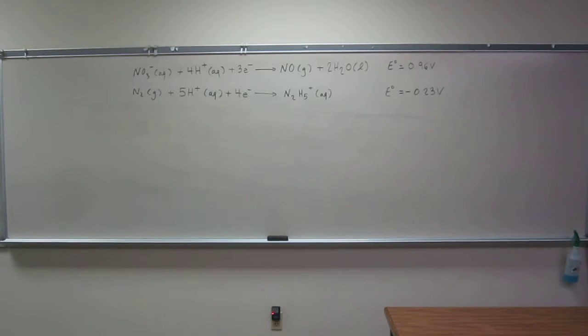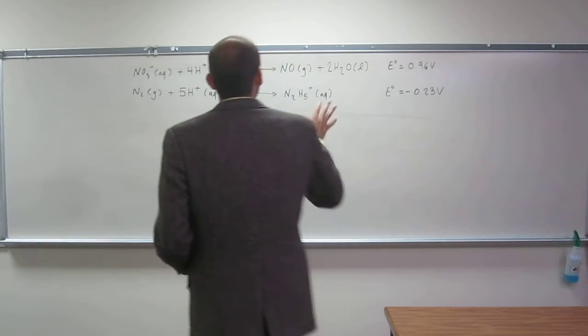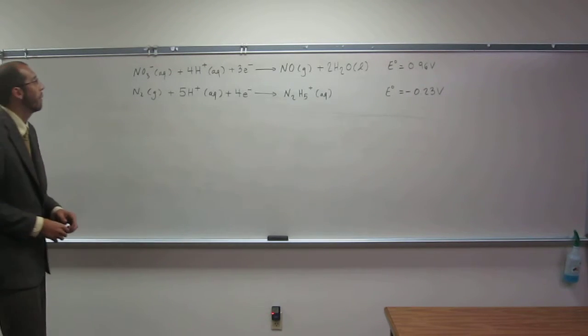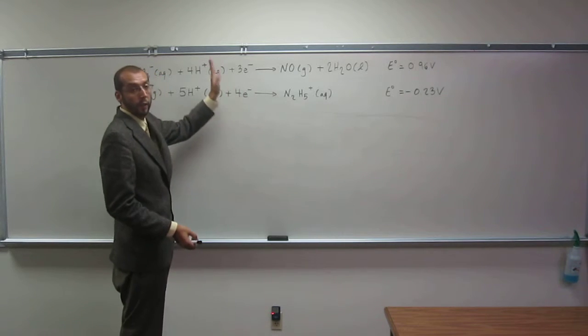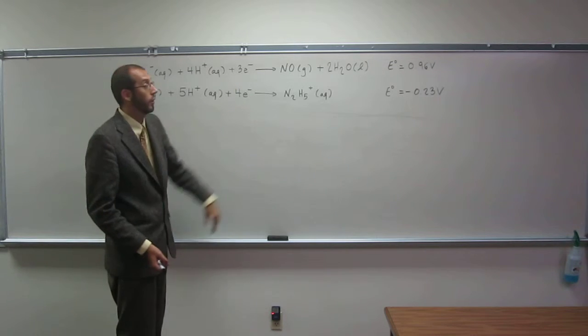Okay, so let's try this one. Let's try writing a spontaneous redox reaction using these two half reaction equations, with their cell potential. Okay, so if we look here, both of these are written in the normal form with the electrons being on the left-hand side of the reaction, okay?